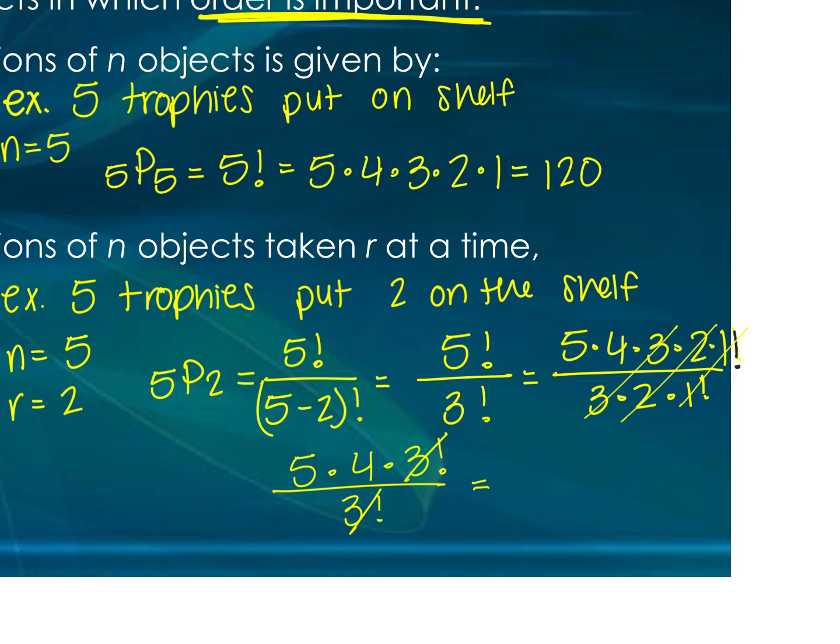So what would my answer be for this one? How many different rearrangements can I make? 20. This one's pretty easy. You're just multiplying. You don't necessarily have to use your calculator. Okay?